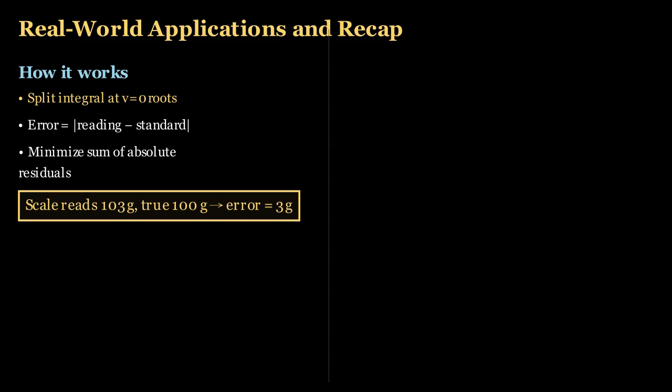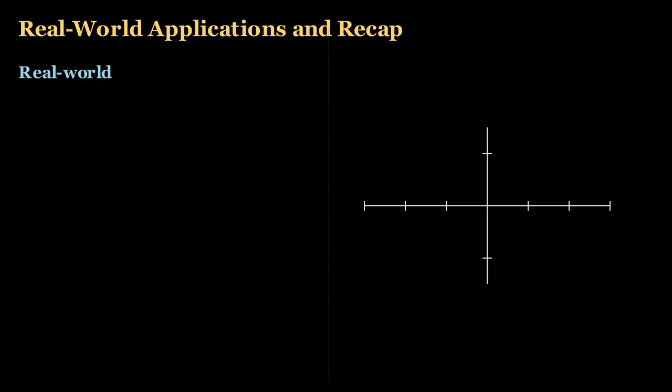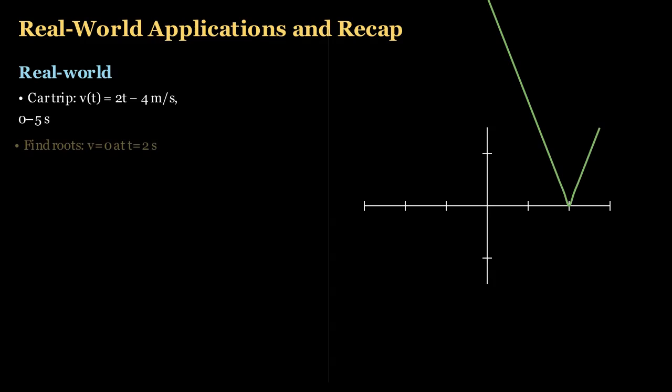That's our split point. From t = 0 to 2, the velocity is negative, so the absolute value is negative of 2t − 4, which is 4 − 2t. Integrate that from 0 to 2, the area is 4 meters. From t = 2 to 5, the velocity is positive, so the absolute value is just 2t − 4. Integrate that from 2 to 5, the area is 9 meters. Add them up, 4 + 9 = 13 meters. That's the total distance traveled.